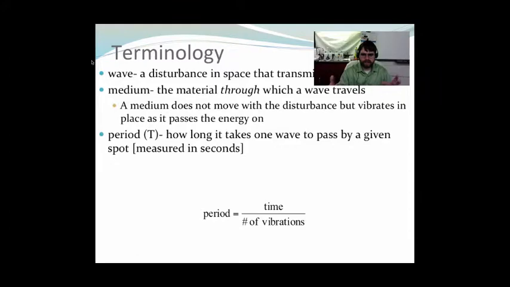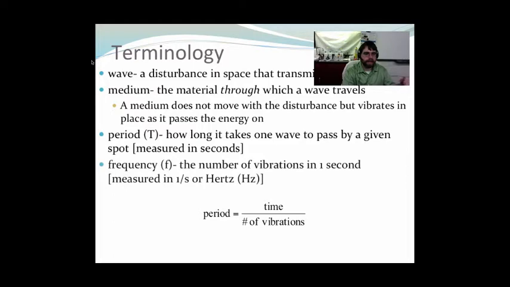Anyway, period, which is abbreviated with the capital T, you've probably seen this term already, but period is how long it takes one wave to pass a given spot. It's measured in seconds, and it's really because it's a time measurement. Period is equal to time divided by number of vibrations, and so then that's your formula there. I don't have an abbreviated version of that formula typed up, I don't think.